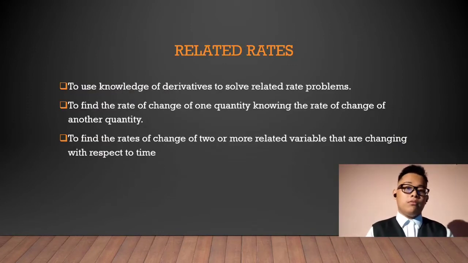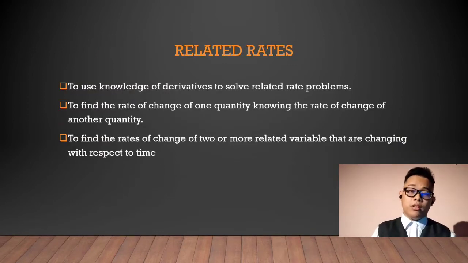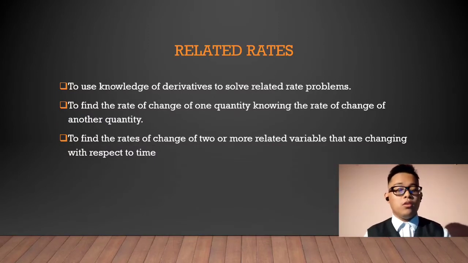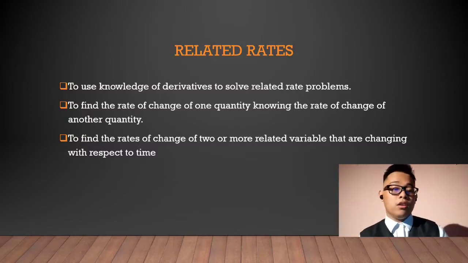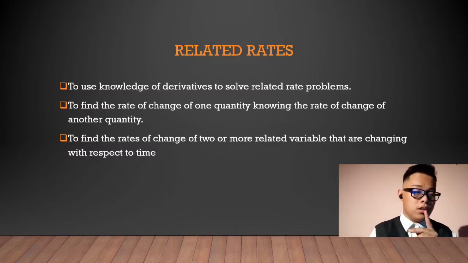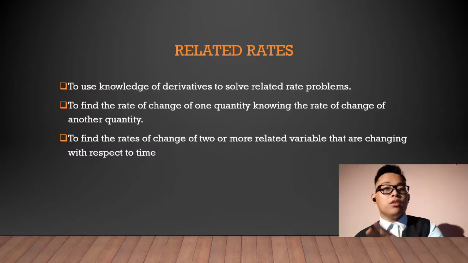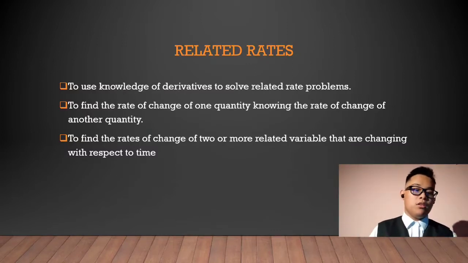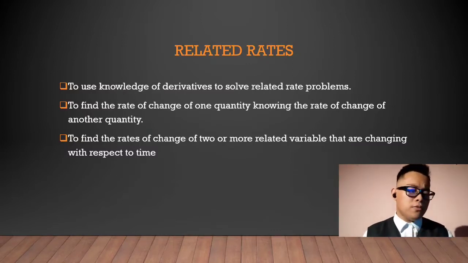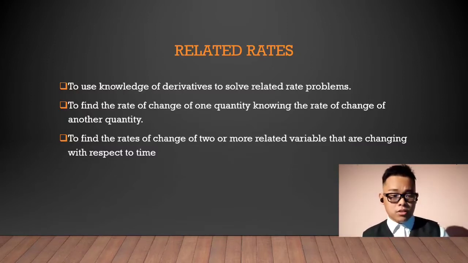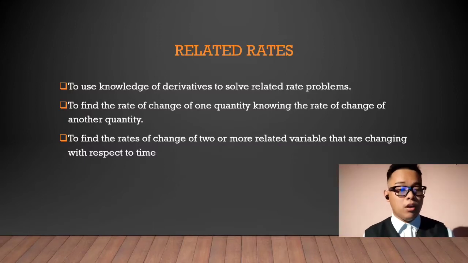Now let's talk about related rate. What is related rate? It is the use of knowledge of derivatives to solve a related rate problem. We use it to find the rate of change of one quantity in order to know another rate of change of another quantity. It is exactly to find the rate of change of two or more related variables that are changing with respect to time. And now I'm going to leave the session to my fellow friends.